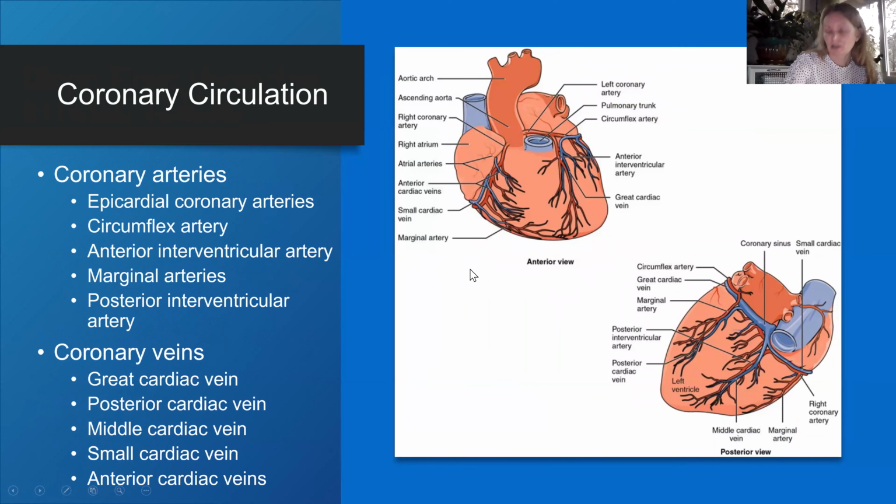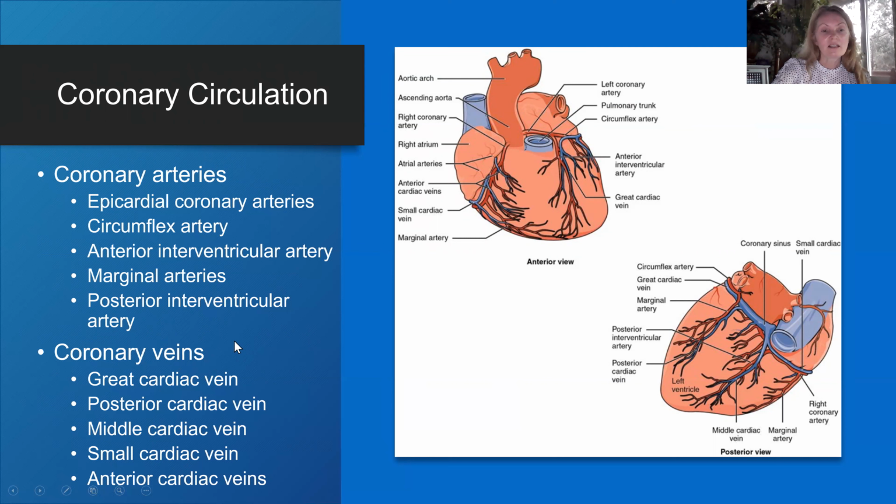Now, coronary circulation. Your heart takes care of all your body organs, right? It takes care of your brain, liver, kidney, pancreas, small and large intestine, your muscles, your skin. Your heart pumps blood to all those organs, but it is pumping blood to itself as well. So those blood vessels that supply your heart are called coronary circulation. And we have coronary arteries and we have coronary veins.